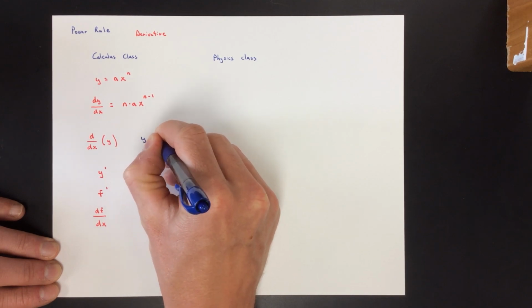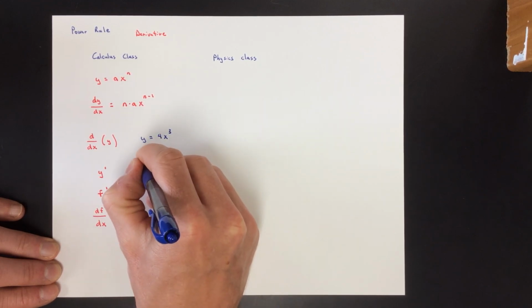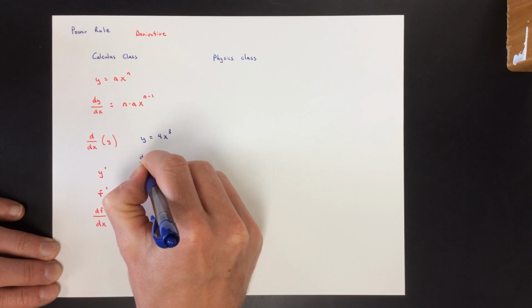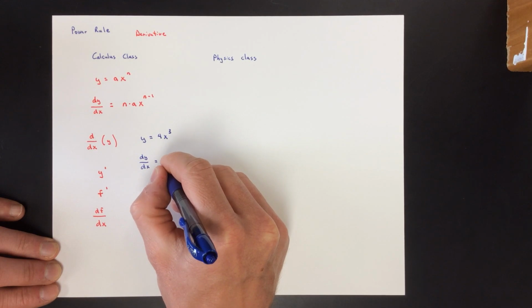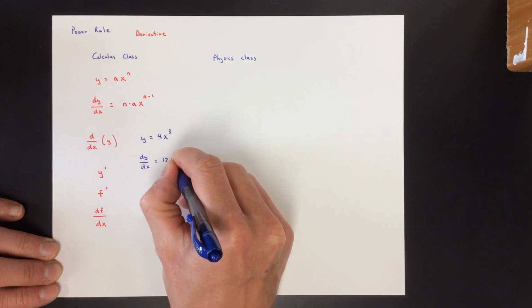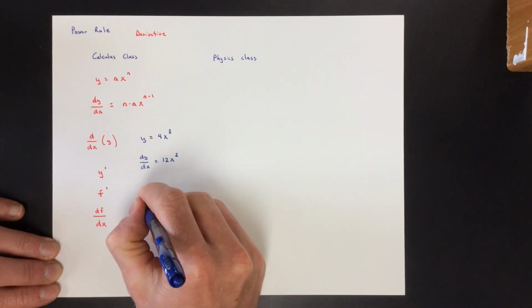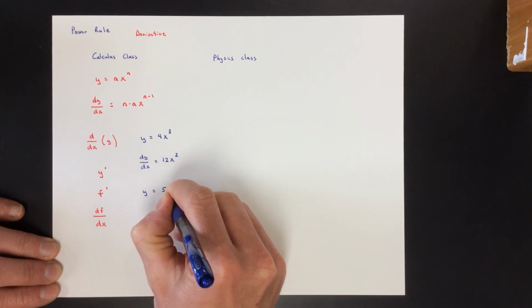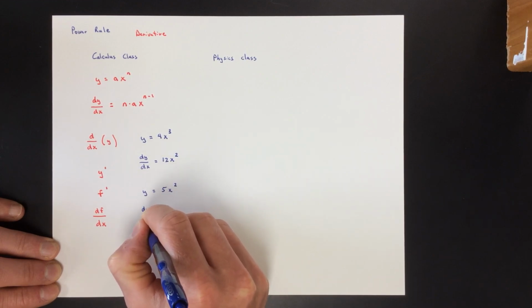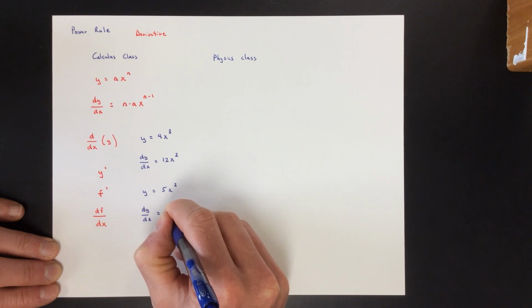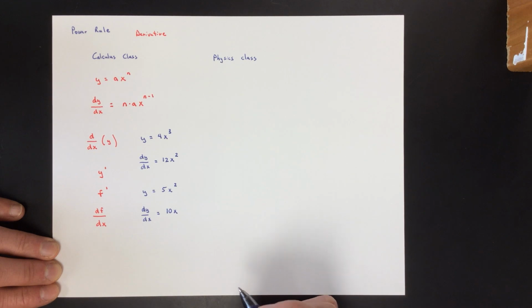What if it was y equals 4x cubed? Then what's the derivative? Well, the derivative, dy dx, equals, bring down the power, multiply by that, so that's 12x, decrease the power by 1, so 12x squared. Okay? What if y was equal to 5x squared? Then dy dx, the derivative of y with respect to x, is 10x. Bring the power down, decrease the power by 1.